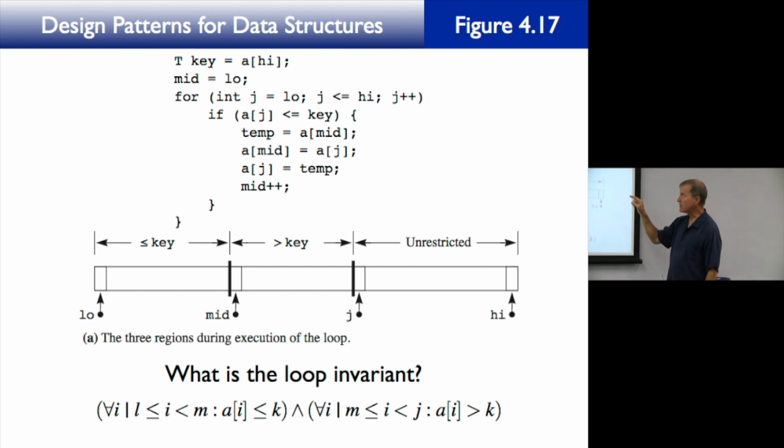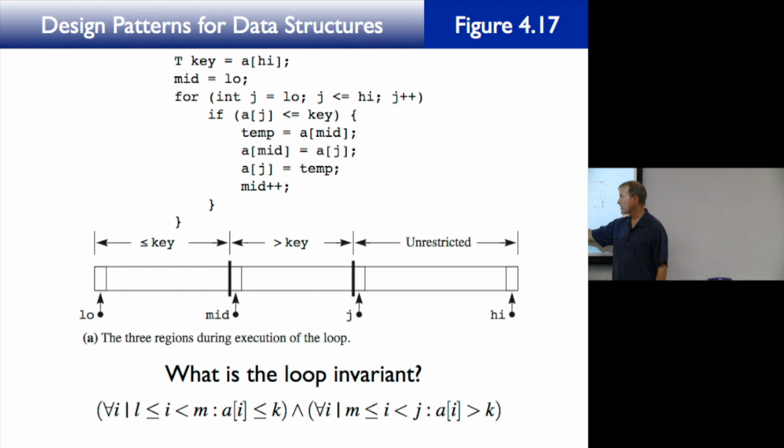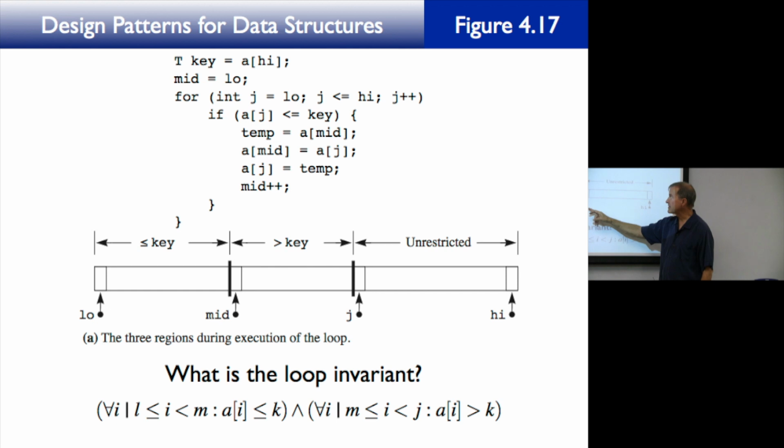Let's take a look at the if statement, and first let's see if the condition is false. If a sub j is greater than key, then all that stuff in the if statement doesn't happen, right? So the only thing that happens is j goes up, j plus plus. Look, here in the figure, if j goes up by 1, then we are including a sub j in the greater than key region. So that element is also greater than key, and therefore all of them, including that one, are greater than key.